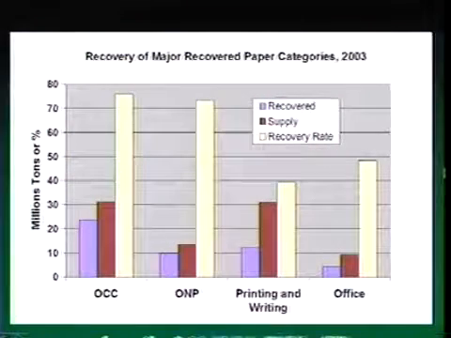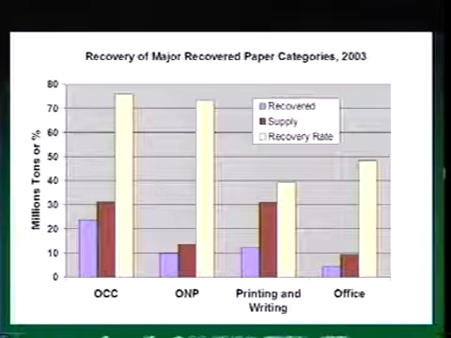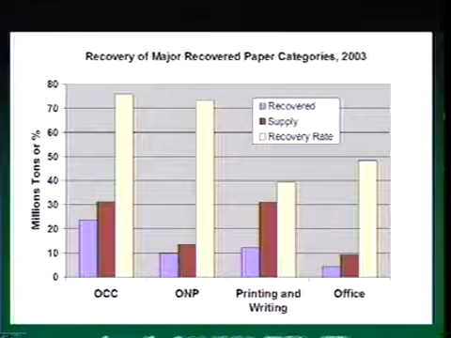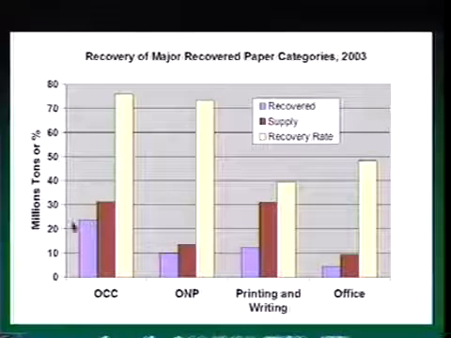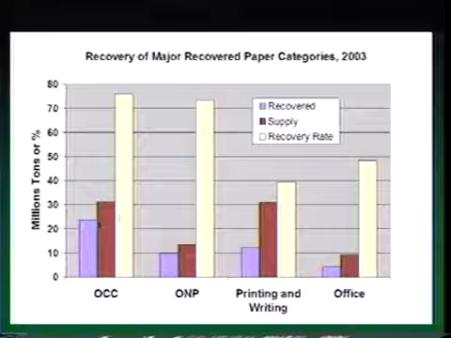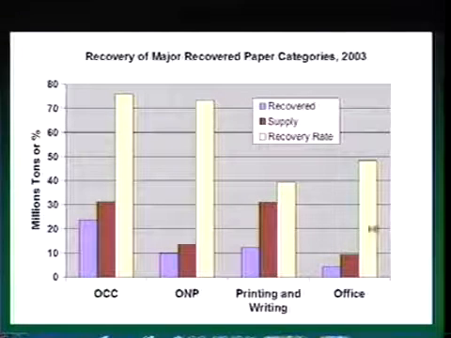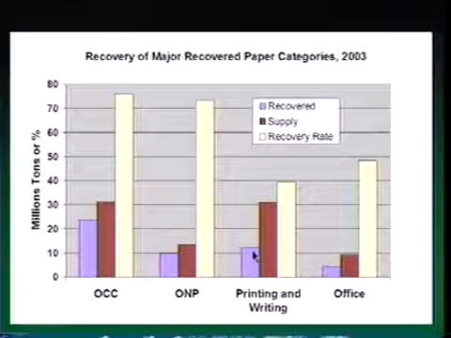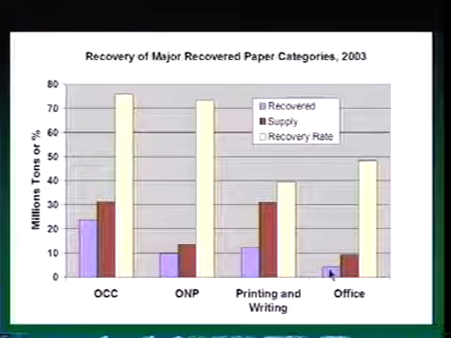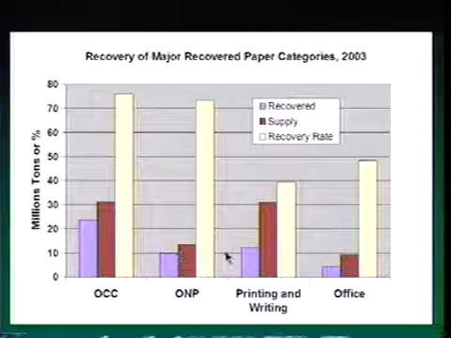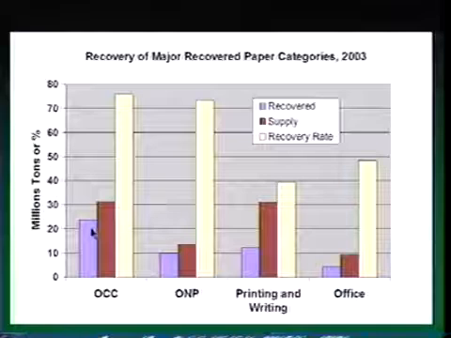So I just want to review this graph. It's more or less the input material rather than the products. But you can see here that OCC recycling, at around 23 million tons per year in the United States, is the category of recovered paper that's recycled the highest. That's that blue bar. ONP is at around 10 million, printing and writing around 12, and office around 5 million. So what you see is that OCC and ONP are largely recycled, as are printing and writing, but OCC dominates.